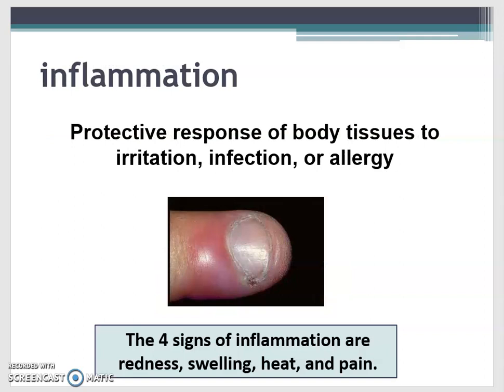So it simply is this, though, and this is the definition we'll be looking for on the exam. Inflammation. This is a protective response of body tissue to irritation, infection, or allergy. So histamine gets released in the body. Interestingly enough, this happens with COVID, as a side note, and COVID overdoes this in the lungs. But what happens is histamine gets released into the body.